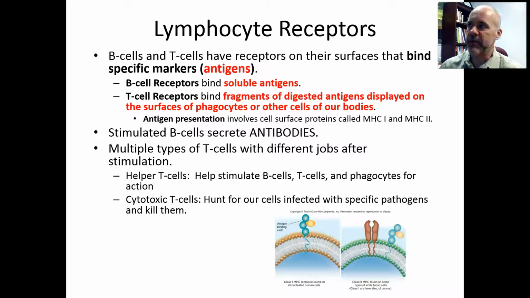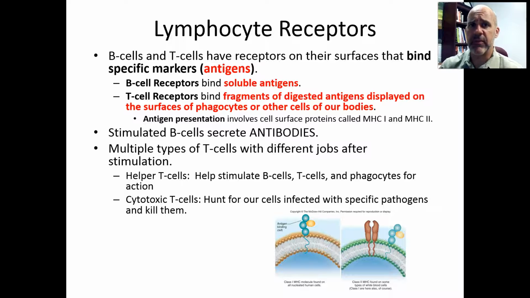But okay, both B cells and T cells have receptors on their surfaces, and we're going to take a closer look at their surfaces shortly, that bind to specific markers. Those markers are also called antigens. So we've talked about that already. Antigens are immunogens, molecules that stimulate these B cells or T cells to respond. So just keep that in mind.